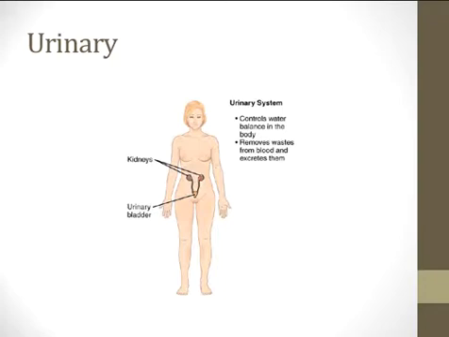Next is the urinary system. This system includes the kidneys and urinary bladder. It is responsible for maintaining water balance and blood pressure in the body. It also removes the uric waste.